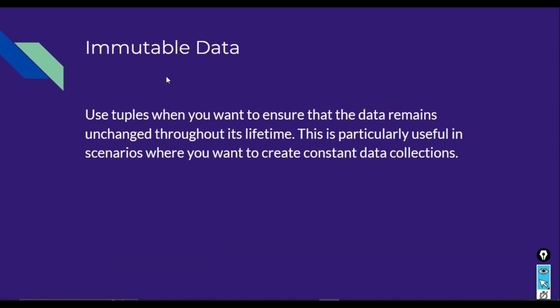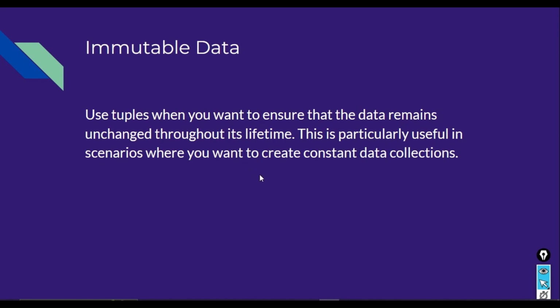Next is whenever you need immutable data collection, at that time you have to use tuples. Use tuples when you want to ensure that the data remains unchanged throughout its lifetime. This is particularly useful in scenarios where you want to create constant data collections. For example, you have some phone numbers and you don't want to change those phone numbers throughout life of that program, then you can store those phone numbers in one tuple. So in this way you can use these tuples for immutable data collections.